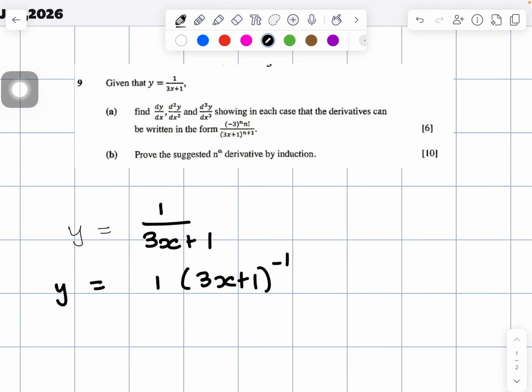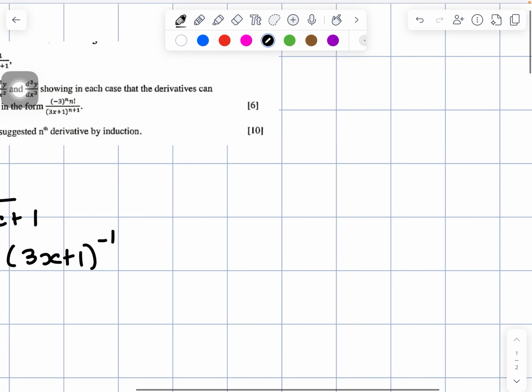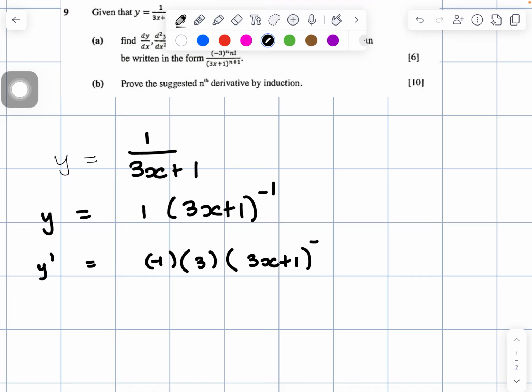If you want to differentiate in this case, we're going to express 1 over 3x plus 1 in the form (3x plus 1) to the power minus 1. So y prime, the first derivative: you bring down the power minus 1, then differentiate what is inside the bracket, the derivative of 3x plus 1, which is 3, right? Then open bracket 3x plus 1, the power decreases by 1, so it's to the power minus 2.